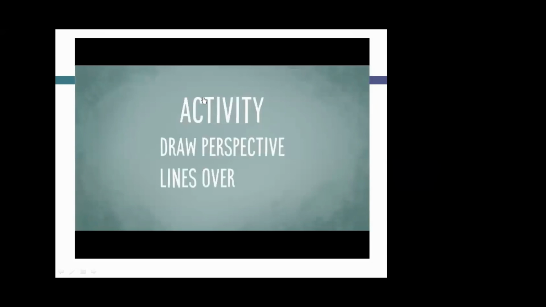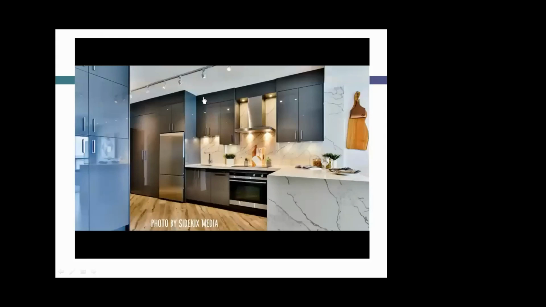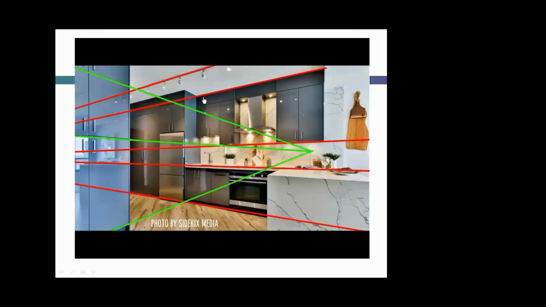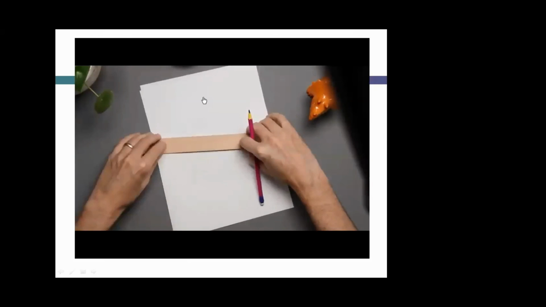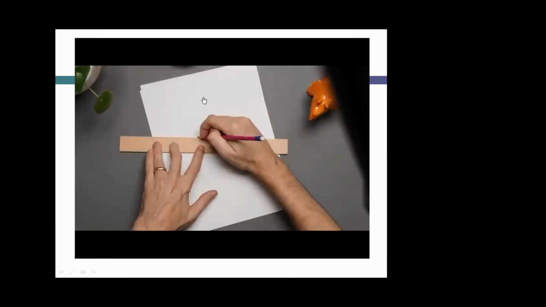Activity: draw perspective lines over photos. If your perspective lines look exaggerated or just kind of off, drawing perspective lines over photos is a great way to figure out what realistic perspective looks like. Doing this a few times will help you see how far apart those vanishing points should get in order to find the effect that you're looking for. This will also help you find the horizon line if it's not apparent at first.